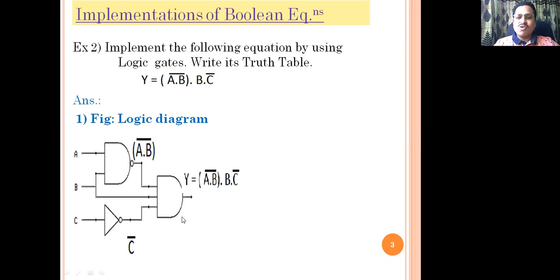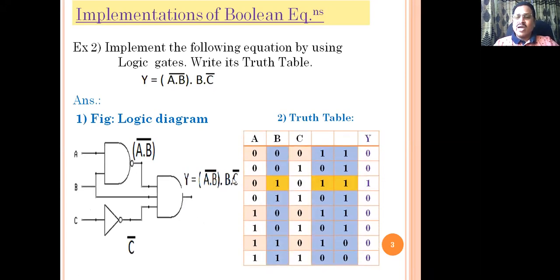Now the second part is what? Write its truth table. That means you have to make a table showing the combinations of inputs ABC and the corresponding resultant true output Y. So ABC are the inputs, Y is the resultant final output. Now if you observe, the equation contains additional terms with modified forms of A, B or C, that is complement of AB, and B, and C bar.